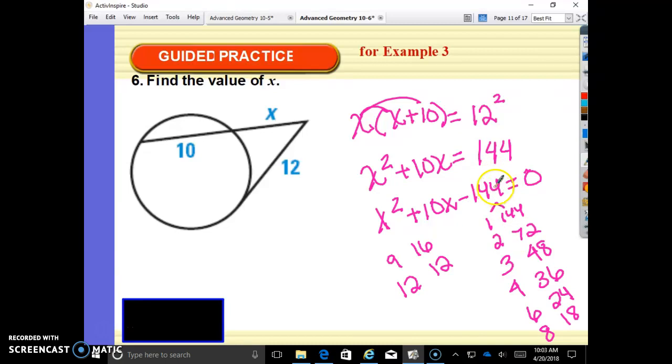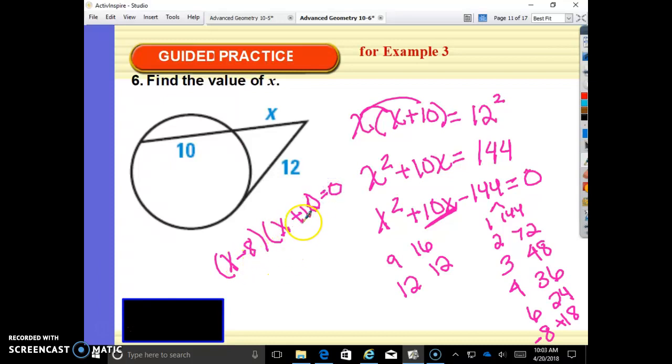All right, which of these is going to multiply to negative 144 and add to positive 10? Can any of these multiply to negative 144 and add to positive 10? How about this one? Positive 18 and negative 8. 18 minus 8 is 10. 18 times negative 8 is negative 144. So we have x minus 8 times x plus 18 equals 0.